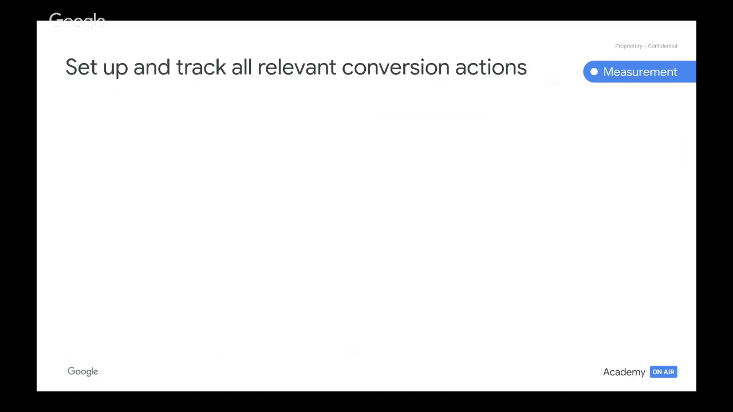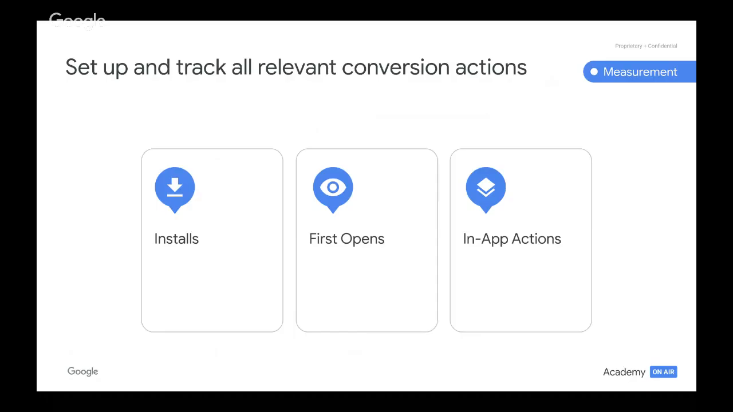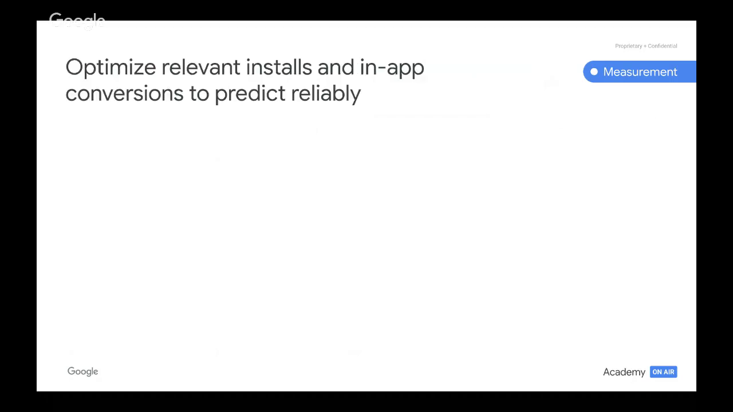Last but not least, let's make sure to set up tracking for all relevant conversion actions. This includes installs, first opens, and all the relevant in-app actions occurring in your app. Once this is tracked properly and accurately, it will allow you to best optimize for relevant installs and in-app conversions in order to predict reliably.